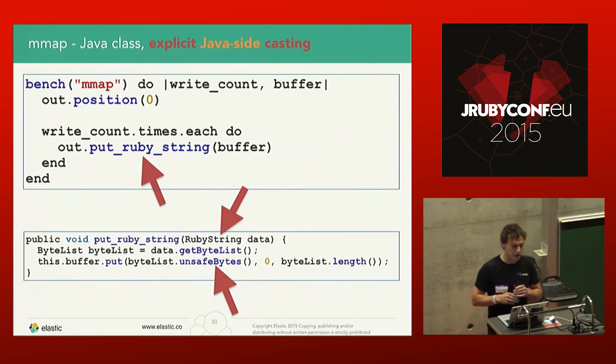And then on that Ruby string, which is data, we're going to do a get byte list. So get byte list on the Ruby string class actually gets us a byte list class from which we can get the bytes. There are two ways of getting the bytes. You can get safe bytes by doing a copy, or you can use unsafe bytes, which is going to give you a pointer to the actual underlying byte buffer for that string. So this is what we're going to do here.